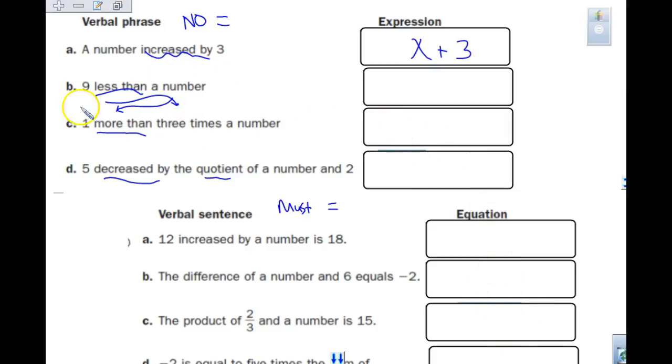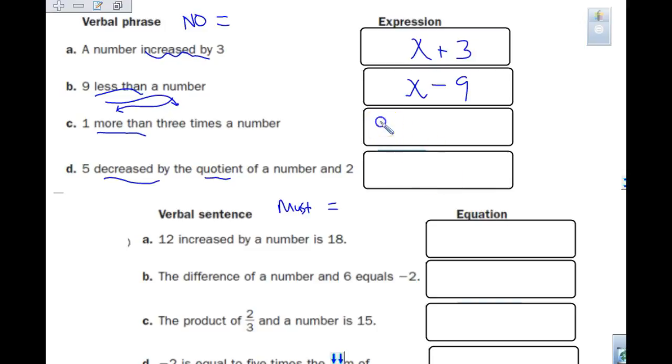All right, so we'll look at the next one. 9 less than. What do you have, Maddie? X minus 9. It's a less than, definite subtraction, right? Let's read that next one. Jack, what do you have for the next one? 1 more than 3 times the number.